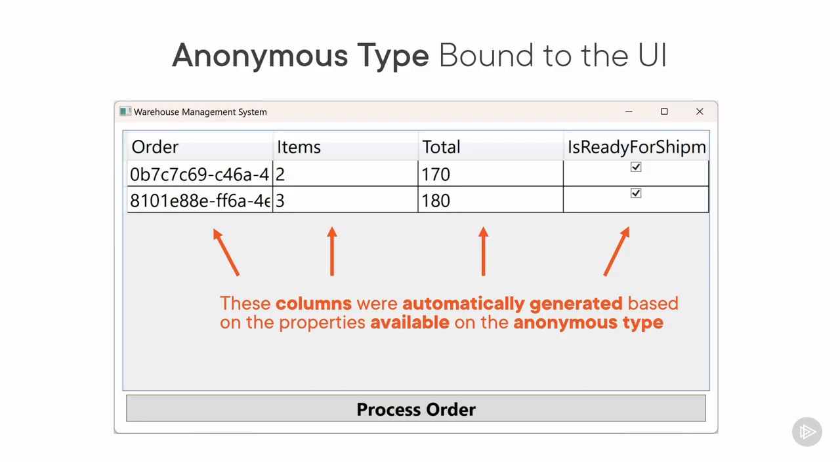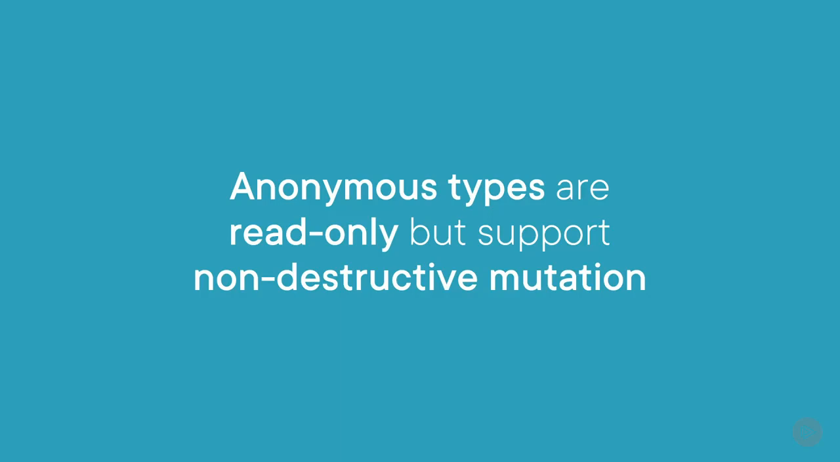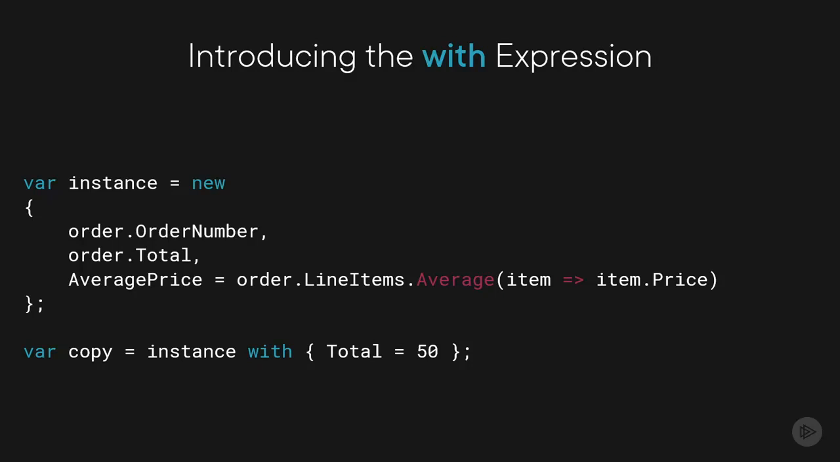We saw an example of using LINQ and the anonymous type with the data grid in WPF. This resulted in an easy way to automatically create a representation of the data without having to introduce a custom class. Because anonymous types are read-only, you have to use a non-destructive mutation, which is achieved by using the with expression. The with keyword, followed by a statement, lets you copy the instance of the anonymous type with one or more properties changed.